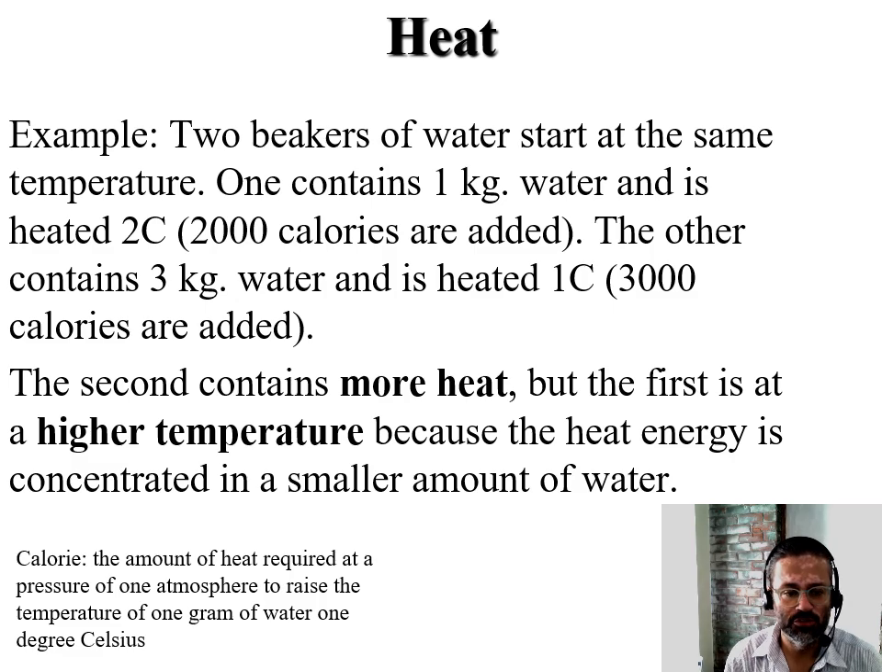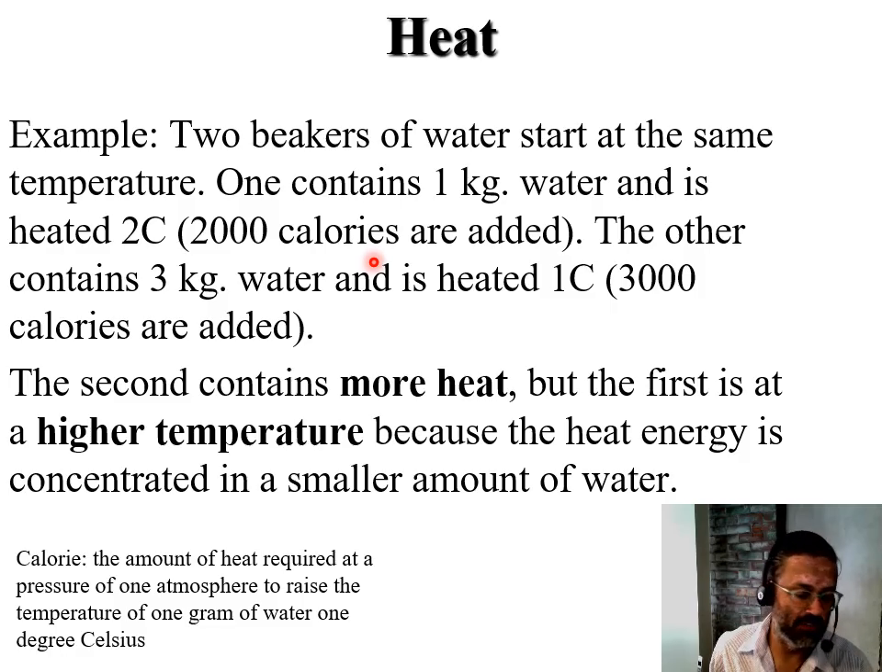In this example, we have two beakers of water, and they start at the same temperature. Now, one has 1 kilogram of water and is heated to 2 degrees Celsius, which means 2,000 calories are added. For our purposes, a calorie is the amount of heat required at a pressure of 1 atmosphere to raise the temperature of 1 gram of water by 1 degree Celsius. Here's a definition at the bottom. And when we talk about calories, I'm not talking about the burrito that you had for lunch, but even in that case, calories are not that far off in terms of a measurement of energy.